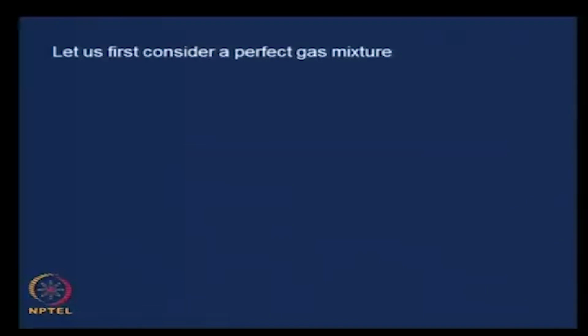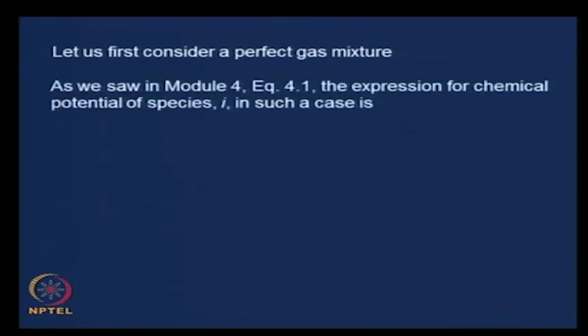To do that, let us first consider a perfect gas mixture, and as we saw in module 4, especially equation 4.1, the expression for chemical potential of species i in the case of a perfect gas mixture was mu i equals mu i naught plus RT ln Pi, which is the partial pressure of component i in the mixture.